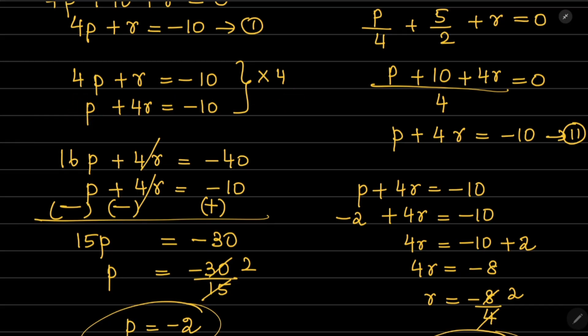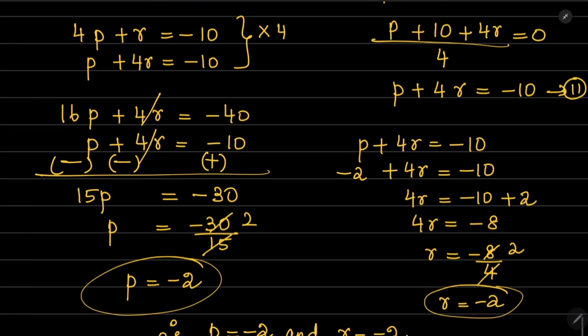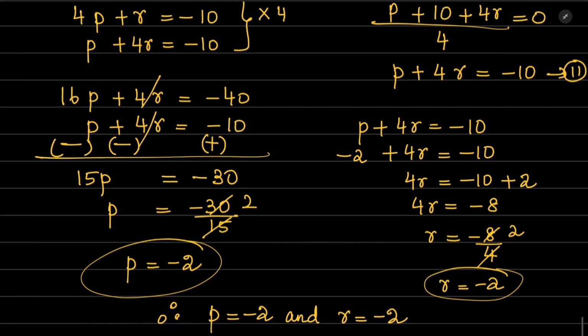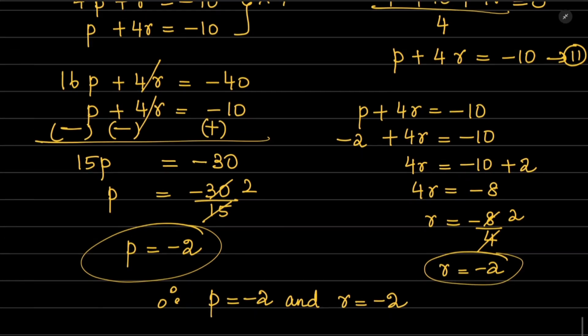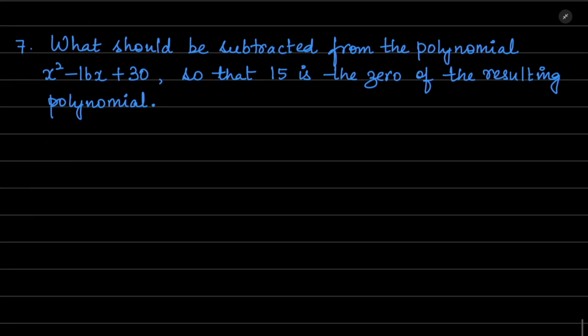So this method is called the elimination method, which we will be studying in the next chapter. The chapter itself is pair of linear equations in two variables. Throughout the chapter, predominantly, we will be learning about the substitution method, the elimination method, and how to find it. Let's move on to the next question. This is the last question of today.